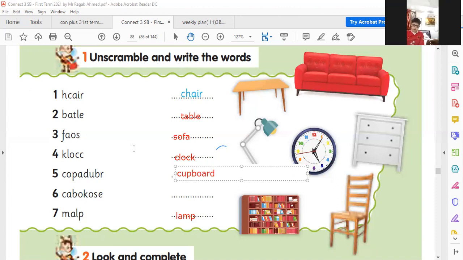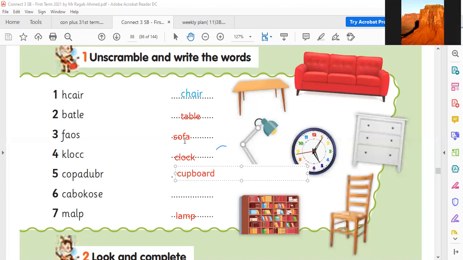Mister, I don't see sofa in my book. You don't see what? The red one is sofa. In my book it's couch. It is called couch or sofa. Page 72.